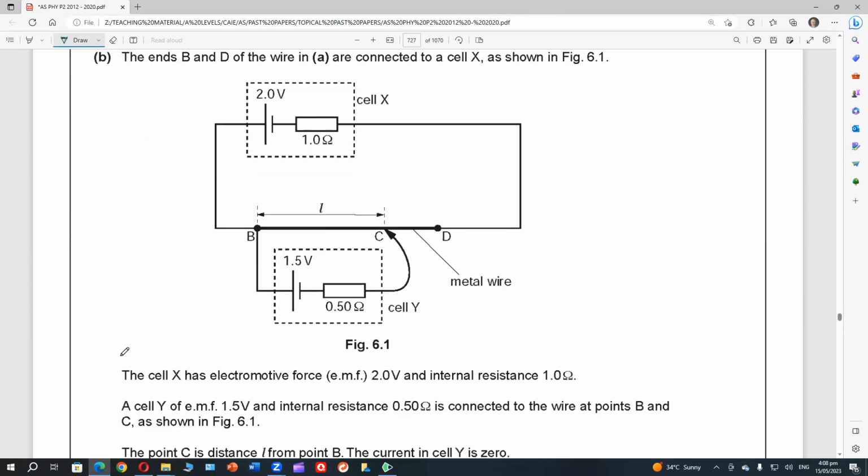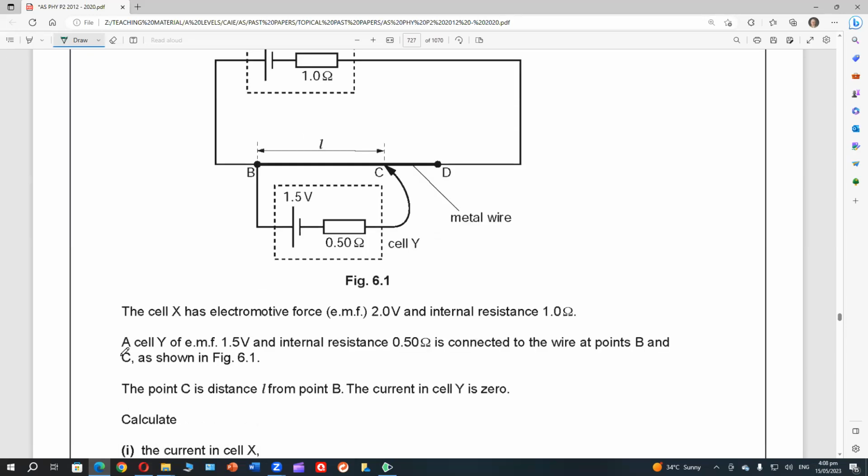The ends B and D of the wire in A are connected to a cell X as shown. There's a wire BD. The cell X has electromotive force 2 volt and internal resistance 1 ohm. A cell Y of EMF 1.5 volt and internal resistance 0.5 ohm is connected to the wire at B. Now it's visible that it's a potentiometer, a potential divider circuit. The point C is distance L from point B. The current in cell Y is 0. It means it is on the null position.